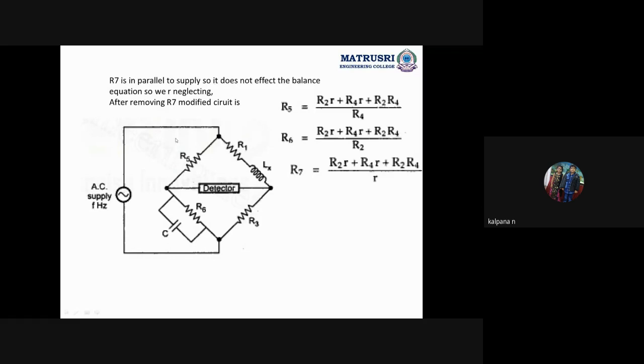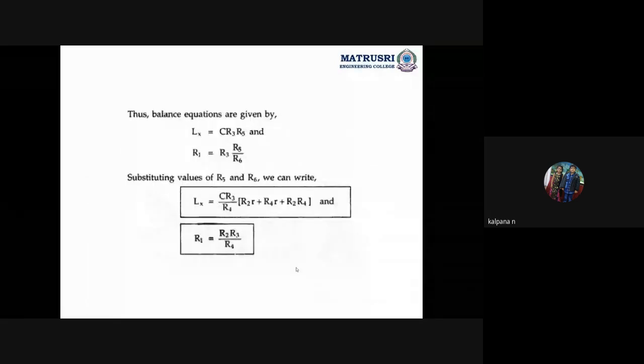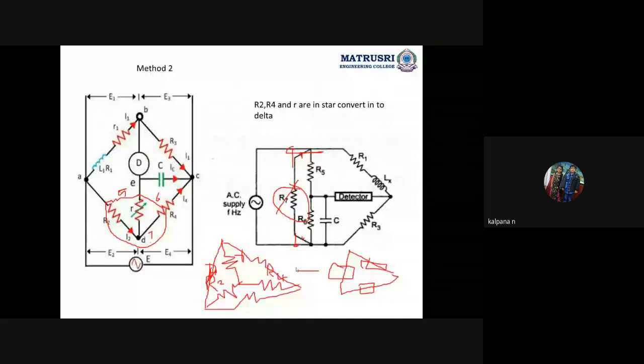Now this circuit is the same as the Maxwell inductance capacitance bridge. Yes or no? Now you can apply the balance equation, that is Z1 Z4 is equal to Z2 Z3. So apply that equation, you will get the values of the unknown quantities Lx and R1. Which method is easy?